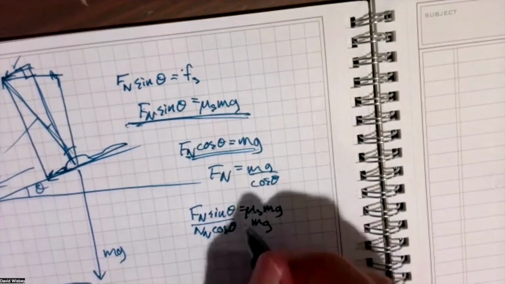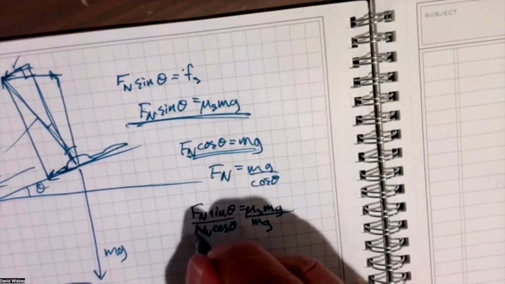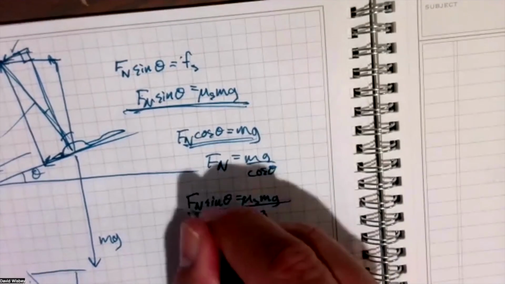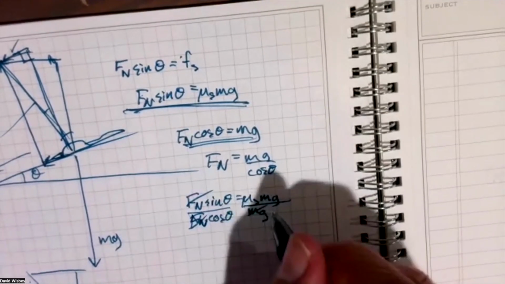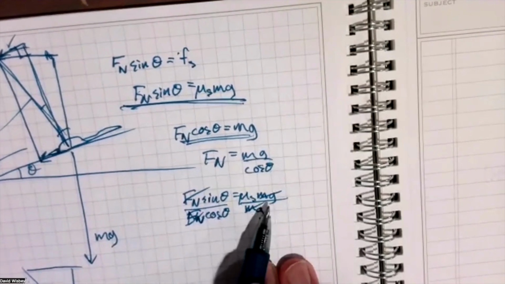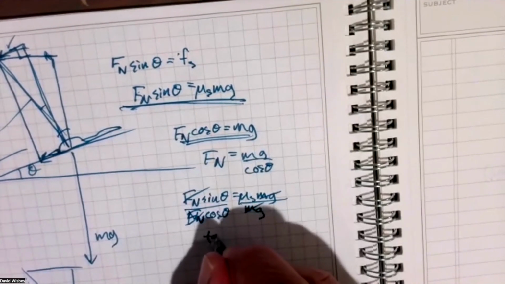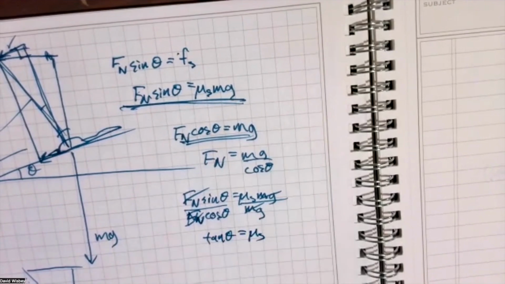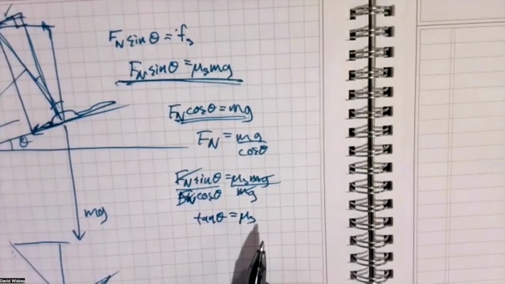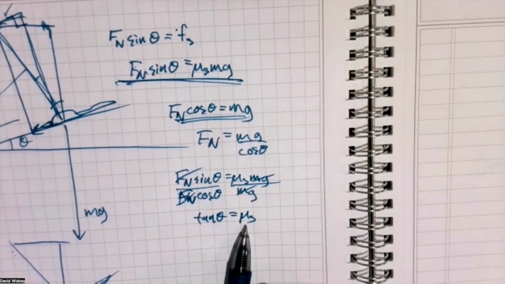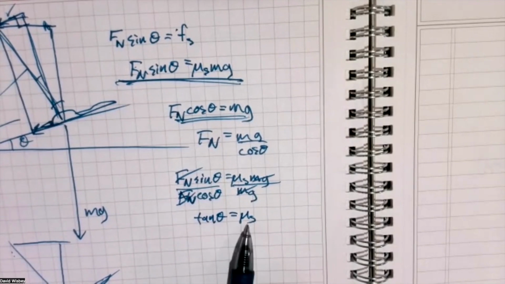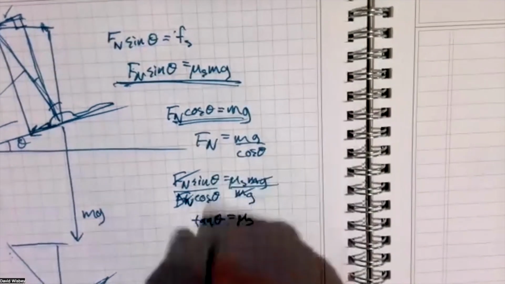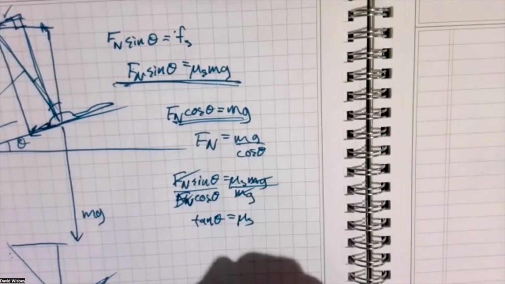So m times g divides over here, this is F of n. This force goes away. These cancel. M times g cancels. And so it looks like I end up with tangent of theta equals mu of s. Whoa. All I needed to know was the coefficient of static friction, because that's all they give us in the problem. So this angle I can find now. I'll take the arctangent of both sides.